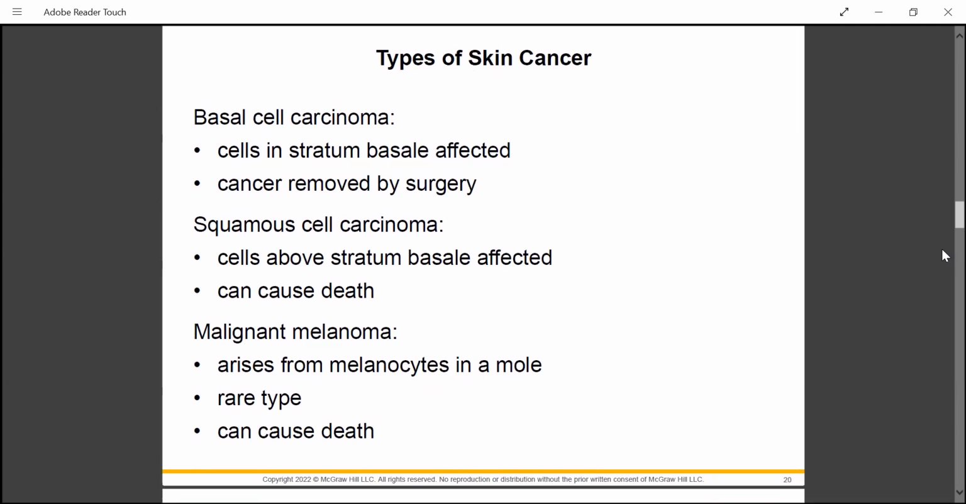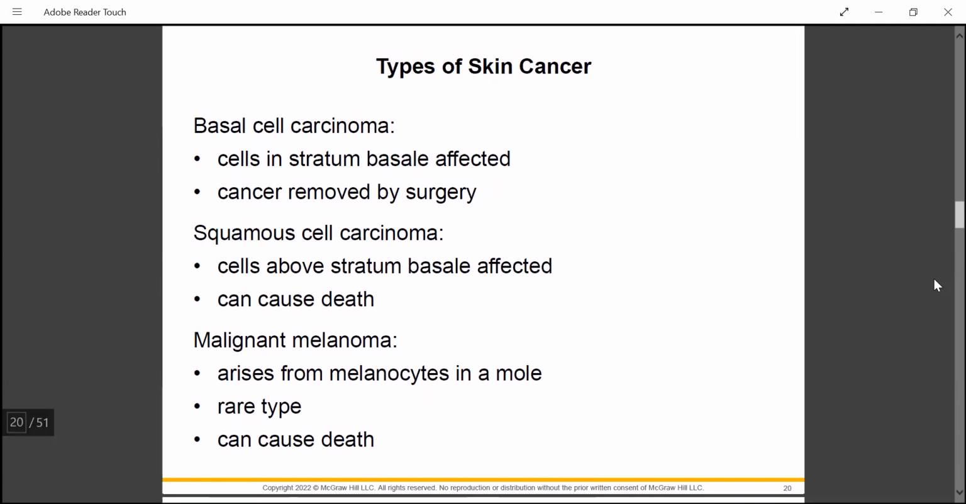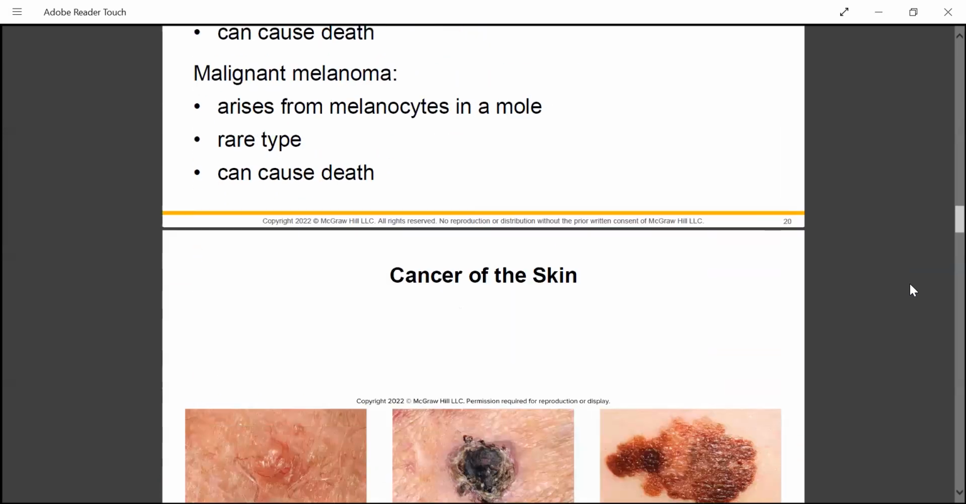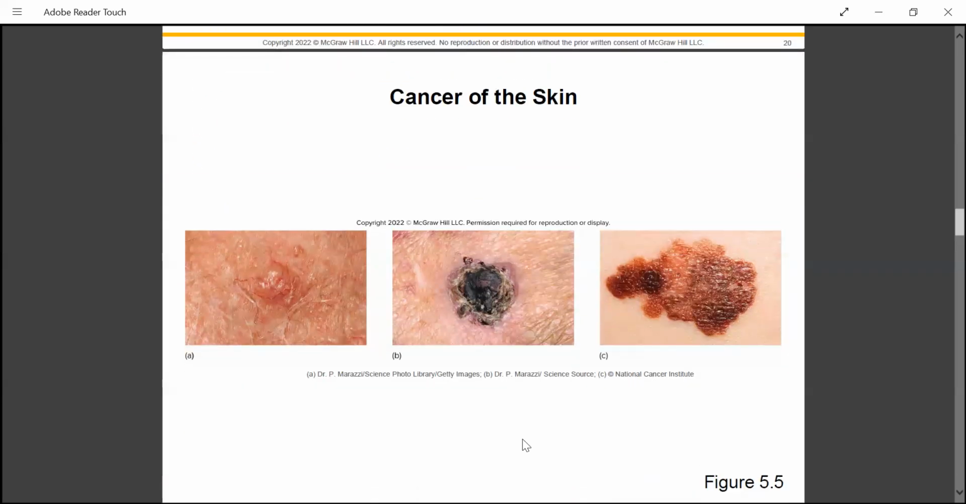A few different types of skin cancer to highlight. We have basal cell carcinoma. That's going to be all the way down in our basal layer. We have squamous cell carcinoma, which is going to be above our basal layer. And then we have malignant melanoma, which is going to be from our melanocytes or those melanin producing cells, and those are quite bad. And then here's just some examples.